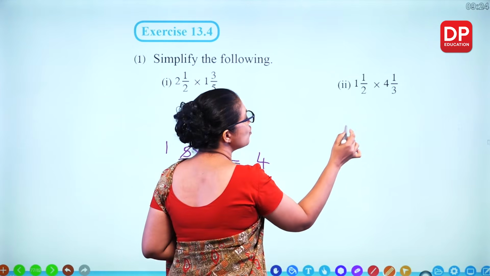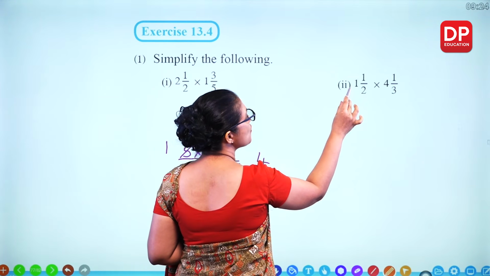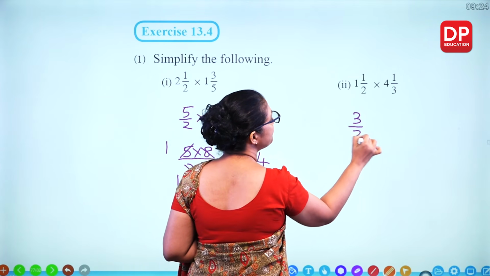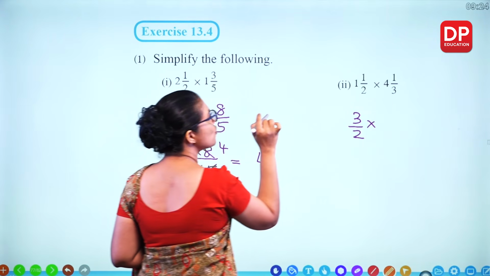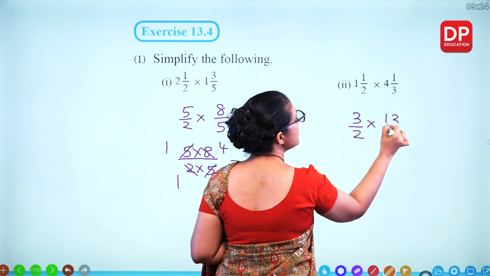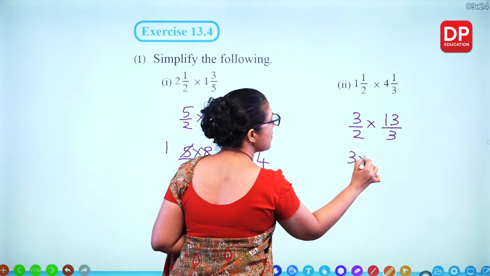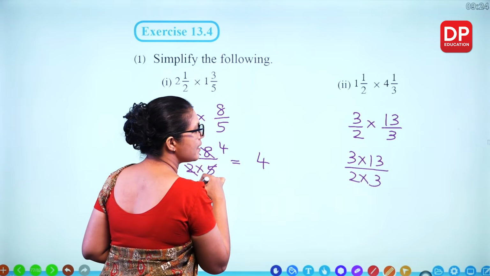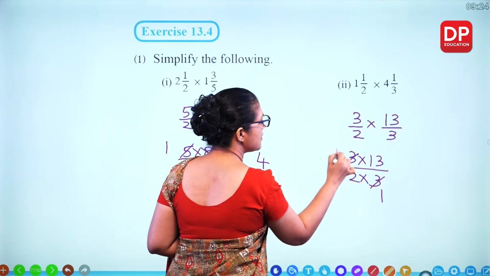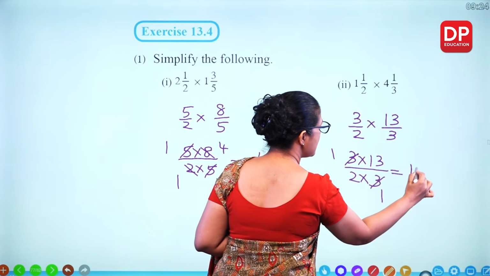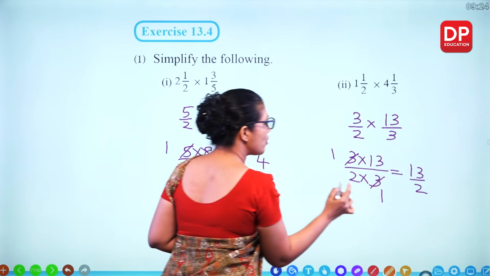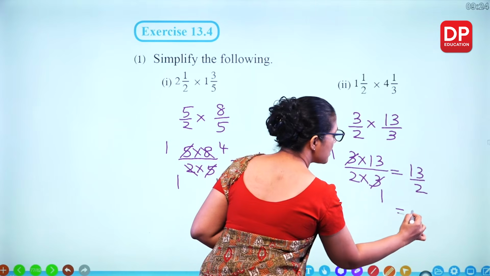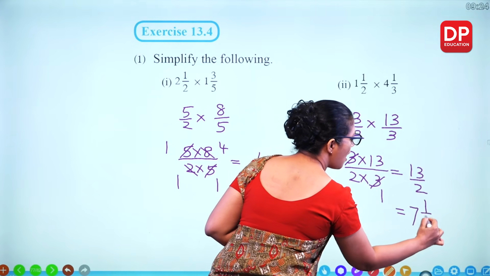This one, convert to improper fractions. 2 times 1, 2 plus 1, 3. 3 times 4, 12 plus 1, 13. Multiply the numerator separately and the denominator separately. 3 and 3. So you get 13 over 2. Or simplify, you get 7 and a half.